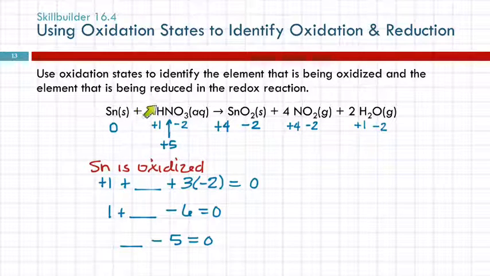Let's look at hydrogen and see what's happening with hydrogen. Here it's plus 1, and over here it's plus 1. The hydrogen is not being oxidized or reduced. That's okay. We just need to find one thing that's being reduced. So let's look at the nitrogen. It's going from plus 5 to plus 4. That's going down, right? The nitrogen is being reduced.